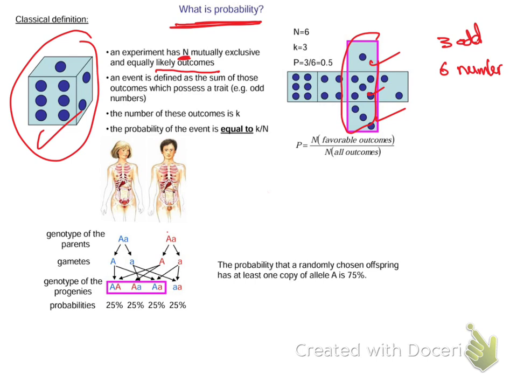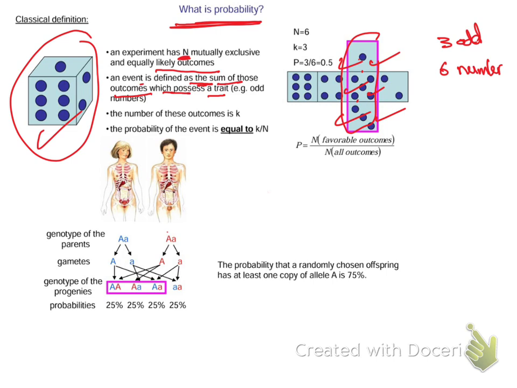So an event is defined as the sum of those outcomes which possess a trait. For example, you have a trait which is an odd number. This is the trait, the character which I'm looking for. I said, look, I'm looking at the people who have green eyes, so I can count how many, divided by the total number of the people who have green or blue or black or whatever. Okay, all the people in my population or in my sample, to be more accurate.